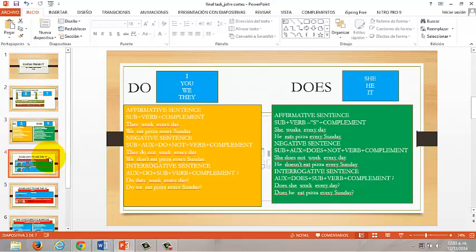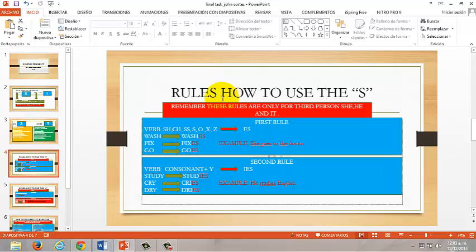Next, I'm going to explain the rules for how to use the s. Remember, these rules are only for she, he, and it. The first rule says: verbs which end in the letters sh, ch, double s, s, o, x, or z, we have to add es.